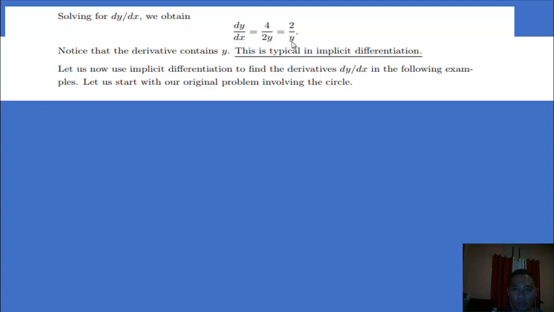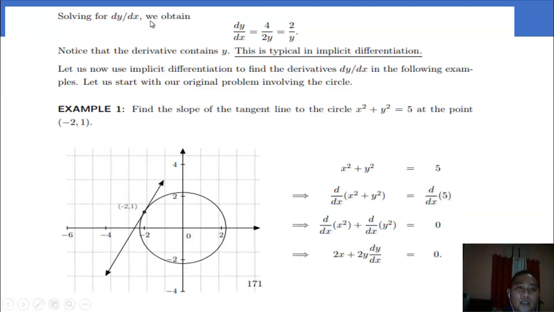Walang x. Hindi siya kasali, si x. Next is, find the slope of the tangent line to the circle x squared plus y squared equals 5 at the point negative 2, 1. So, may point tayo. Alam natin ang negative 2 ay x, ang 1 ay y.